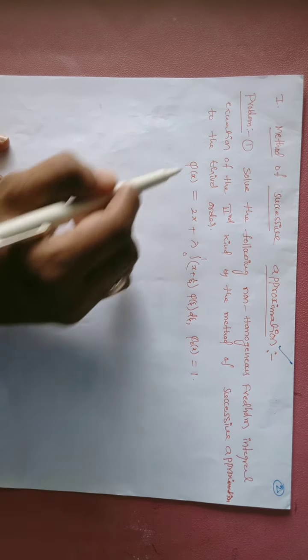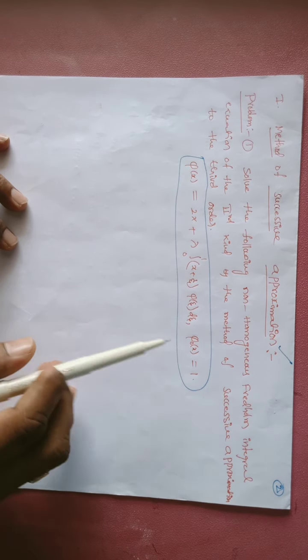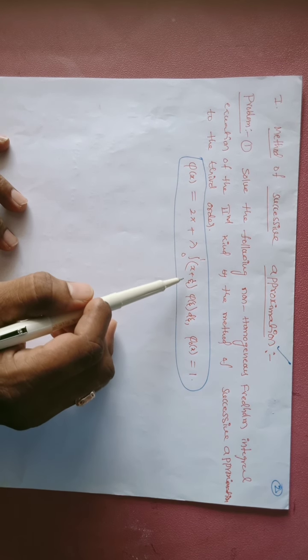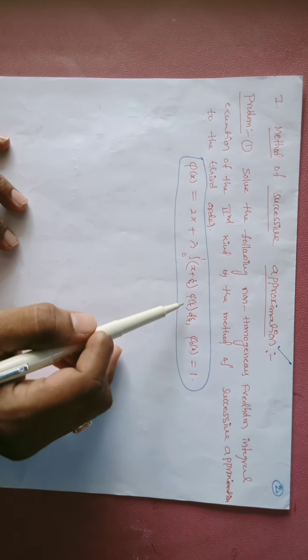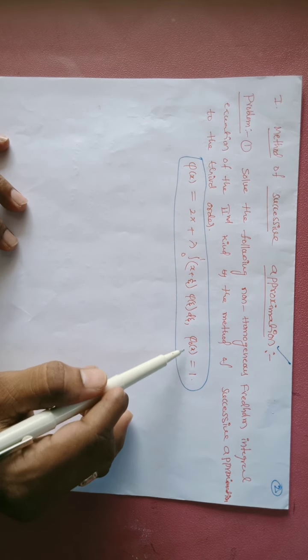The given Fredholm integral equation is this one. Now we are going to solve this Fredholm integral equation. phi(x) is equal to 2x plus lambda times the integral from 0 to 1 of k(x, xi) phi(xi) d xi. So the first approximation, phi naught of x, is equal to 1.